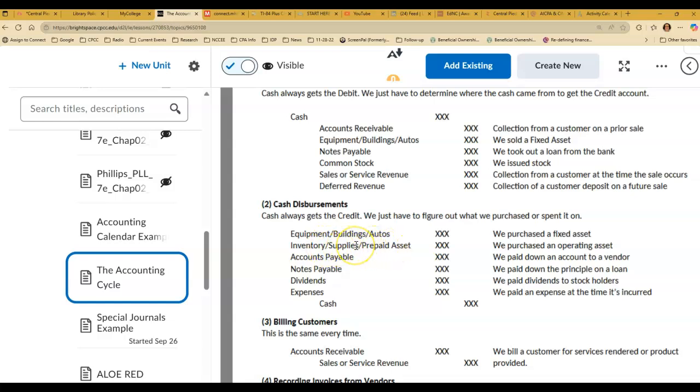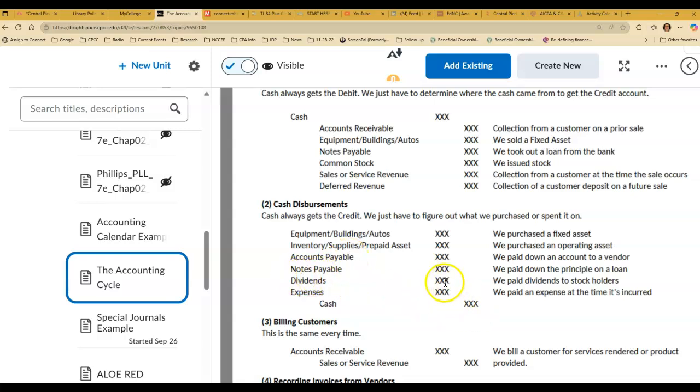On the supplies, we bought the supplies, we put them in the supply closet. Prepaid assets, remember, those are prepaid advertising, prepaid rent, and prepaid insurance. Those are the 3 biggies. We pay for them in advance, and then we start using them up a little bit at a time. Okay? Did we pay down an old bill? So accounts payable goes down.